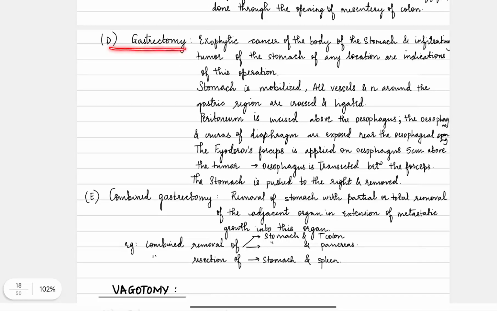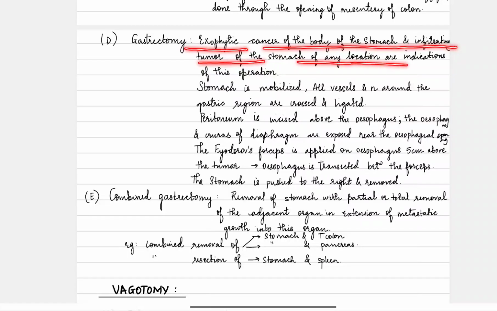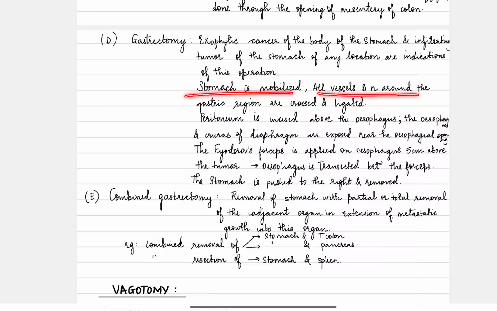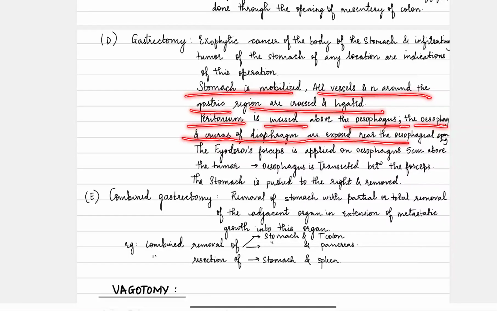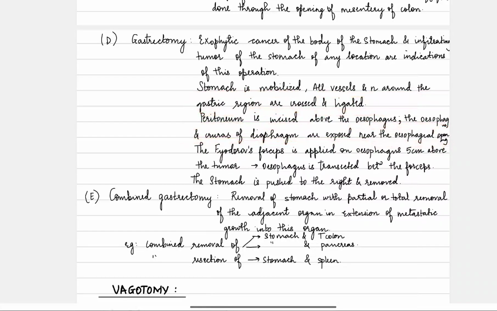Next is gastrectomy. Exophytic cancer of the body of the stomach and infiltrating tumor of the stomach of any location are indications of this operation. The stomach is mobilized, and all vessels and nerves around the gastric region are crossed and ligated. The peritoneum is incised above the esophagus. The esophagus and crura of the diaphragm are exposed near the esophageal opening. Fyodorov's forceps is applied on the esophagus 5 cm above the tumor. The esophagus is transected between the forceps. The stomach is pushed to the right and removed.